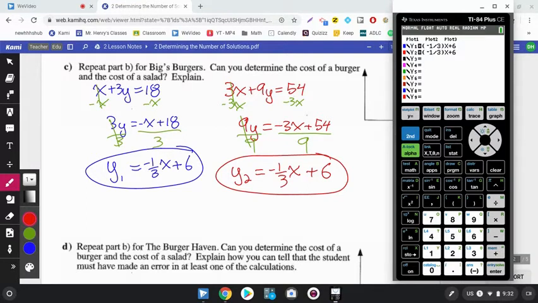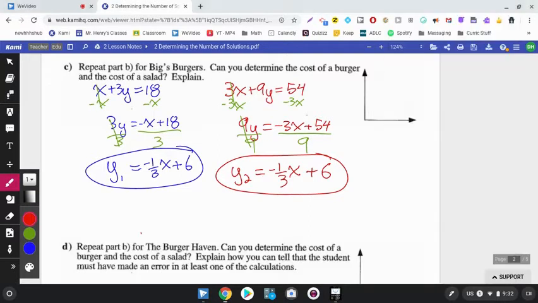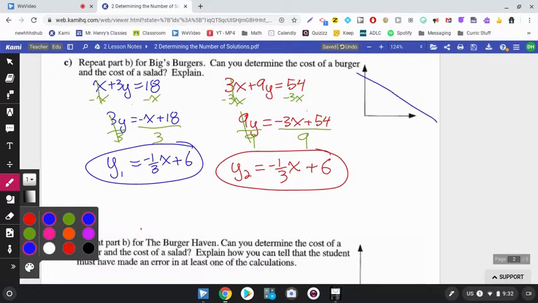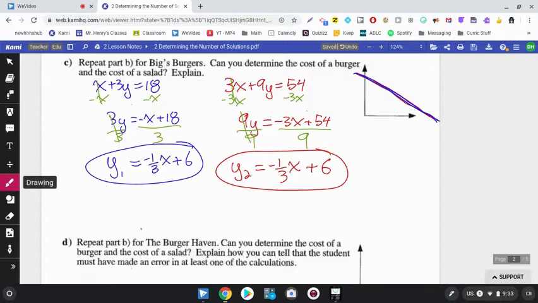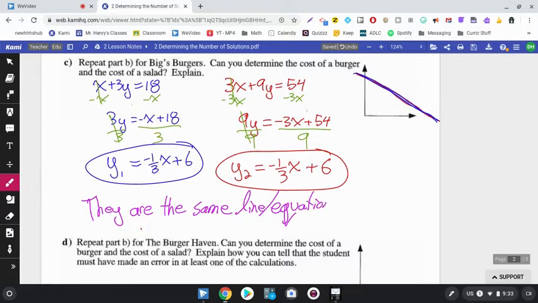So press graph. There's the first one. Oh, there's the second one right on top of it. One's like this, and one is like this. These lines are right on top of each other because they represent the same exact line. Negative 1/3 x plus 6, negative 1/3 x plus 6. It's the same line. They are the same line. Same line, same equation.